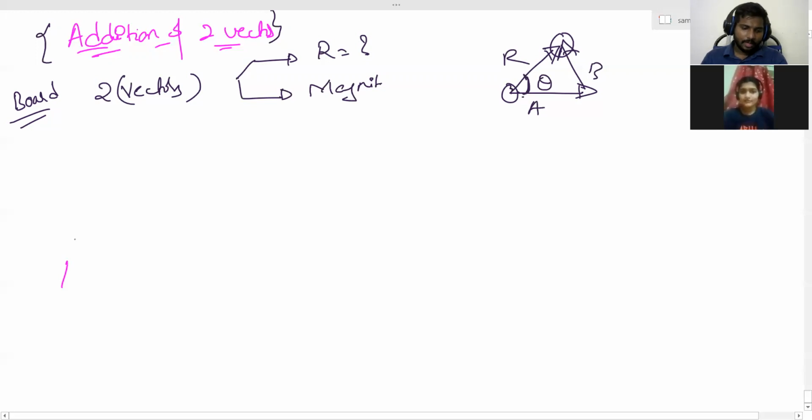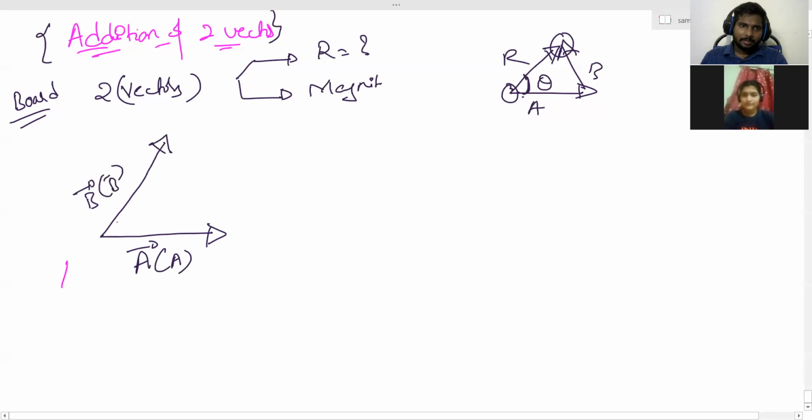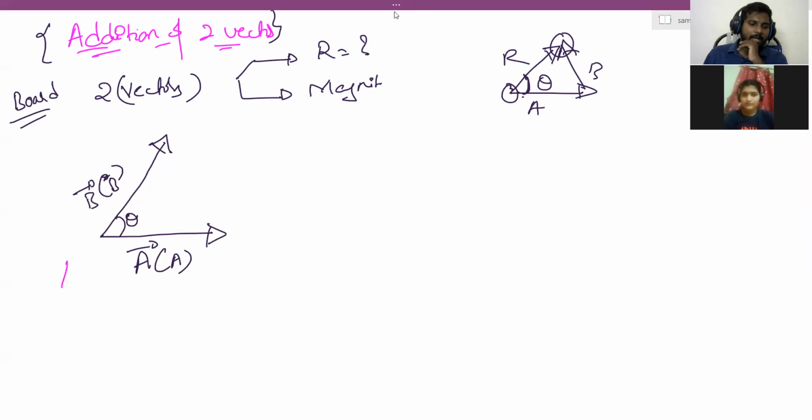Now I have told you, suppose there are two vectors like this. This is A vector, magnitude A. This length will represent the magnitude, right? B vector having magnitude B. The angle between them is theta. Now, how will you add these vectors? Tell me, if I ask you to add.